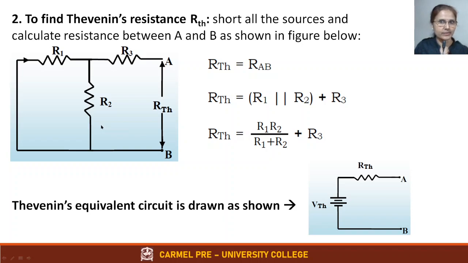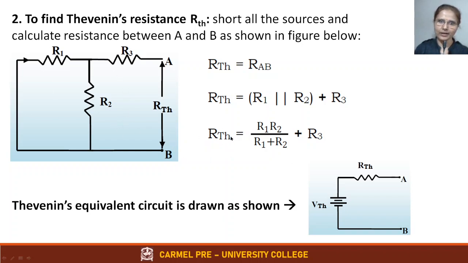I have told you earlier. So R1 and R2 are in parallel, and if you replace that by one single resistance, that will be in series with R3. So what is the total resistance RThevenin then? RThevenin is equal to R1 in parallel with R2, plus R3. What is the parallel combination of resistance equation? R1 R2 divided by R1 plus R2, plus R3. So that is our RThevenin for this kind of circuit.